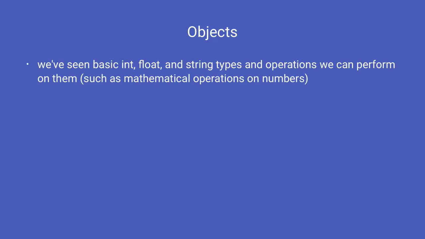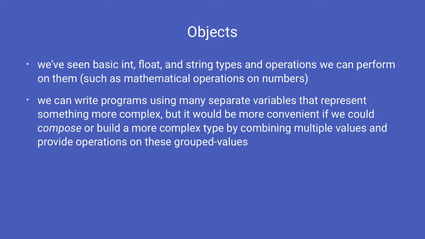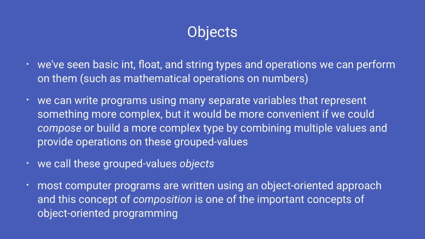In these next few videos, we will learn the basics of object-oriented programming. We've seen the basic int, float, and string types and operations we can perform on them, such as the mathematical operations on numbers. We can write programs using many separate variables that represent something more complex, but it would be more convenient if we could compose or build more complex types by combining multiple values and provide operations on these grouped values. We call these grouped values objects.